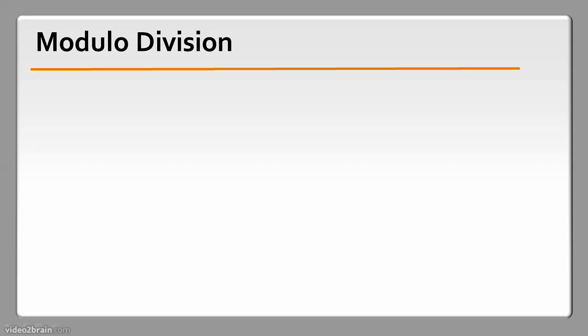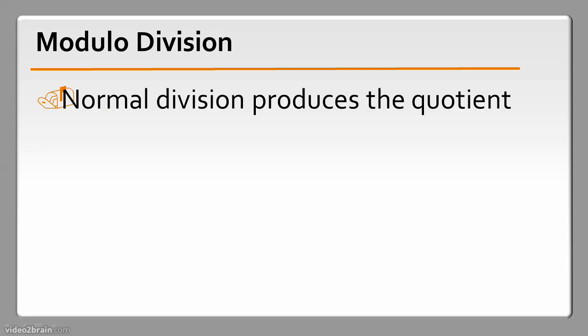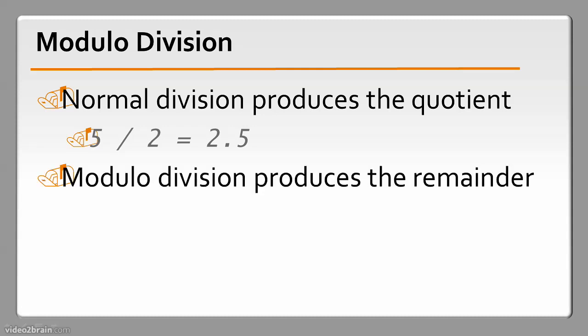First, modulo division. When you divide one number by another, you normally get what's known as the quotient. For example, 5 divided by 2 produces 2.5. The modulo operator, on the other hand, finds the remainder of the division of one number by another. For example, 5 divided by 2 doesn't produce a whole number. The result is 2 and 1 left over. So 5 modulo 2 produces that remainder of 1.